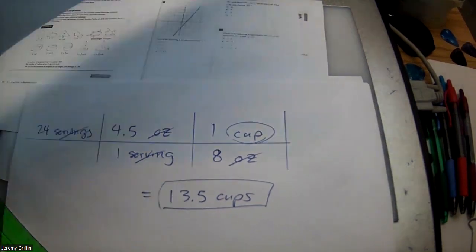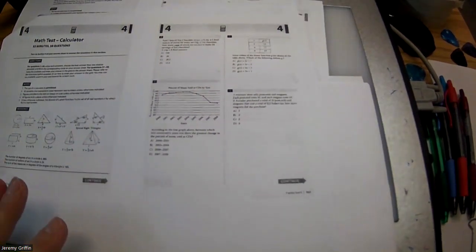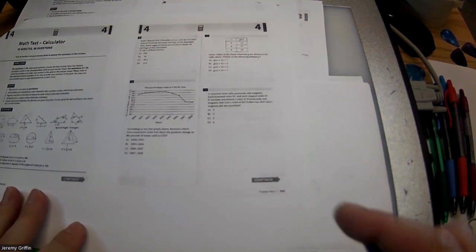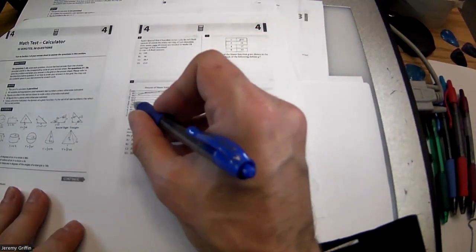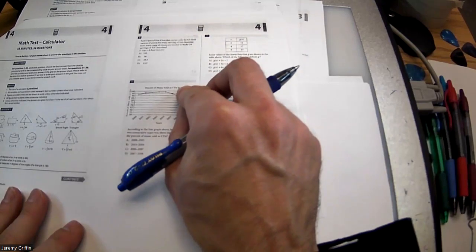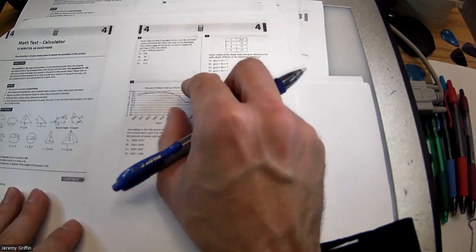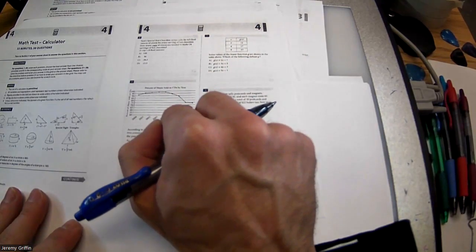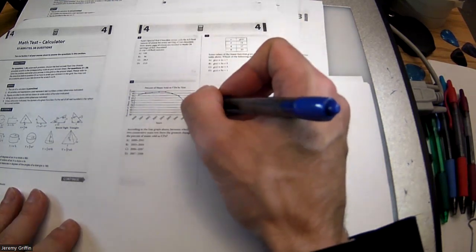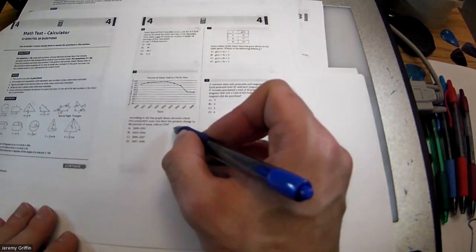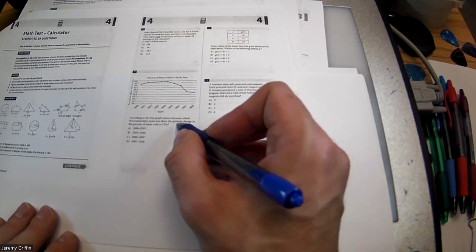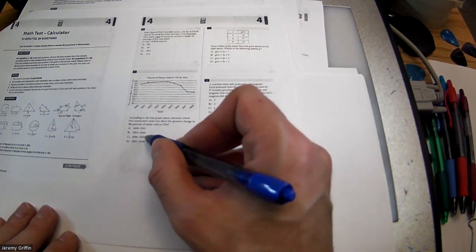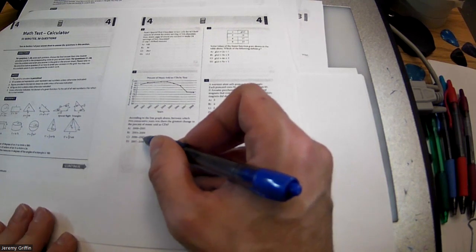Number 2. Percent of music sold as CDs by year. So it looks like the first few years of the 2000s, it was kind of flat, up a bit, down a bit. And then I see it dipped a lot between 06 and 07. That's actually the question. Between which pair of years is the greatest percent drop in CDs? And there's an option that says 06 to 07. So number 2 is C.